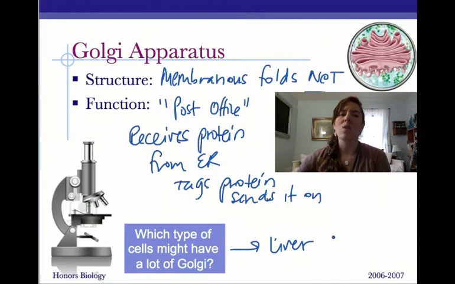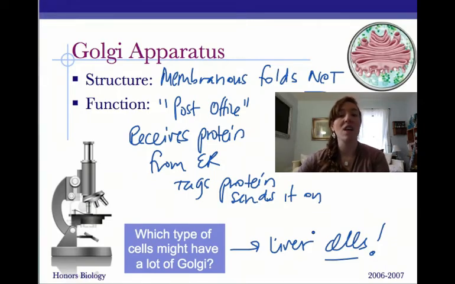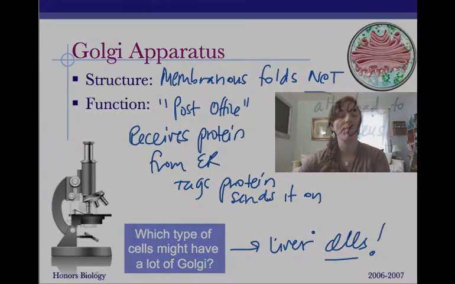You can think of the Golgi like a post office. Liver cells are an example of a type of cell that might have a lot of Golgi bodies, another name for the Golgi apparatus. Liver cells help to rid your body of toxins, which are broken down and processed and often sent to other parts of the body.